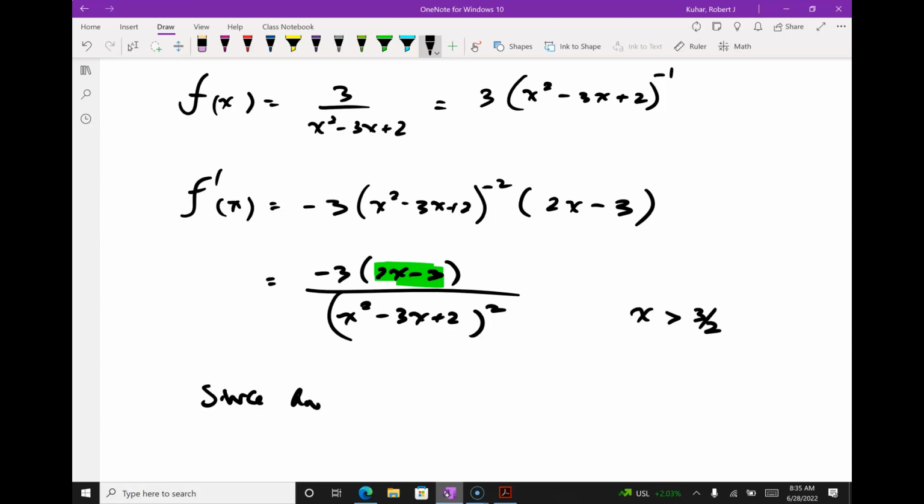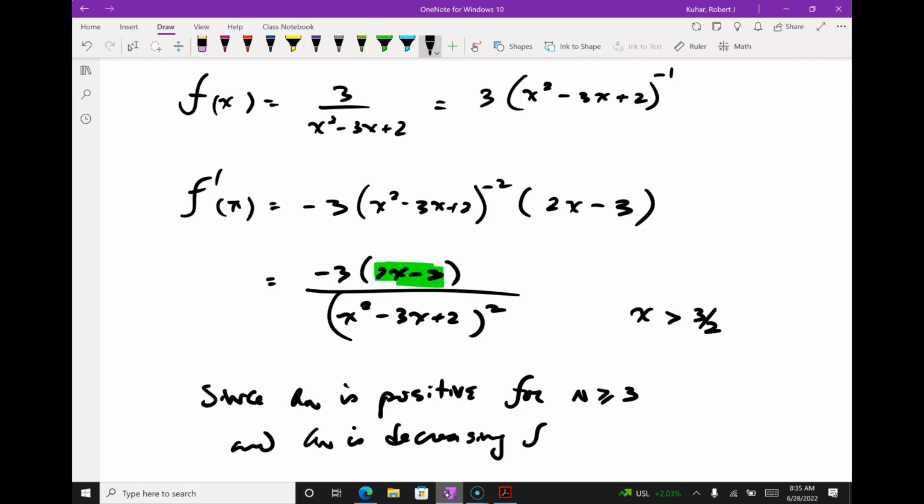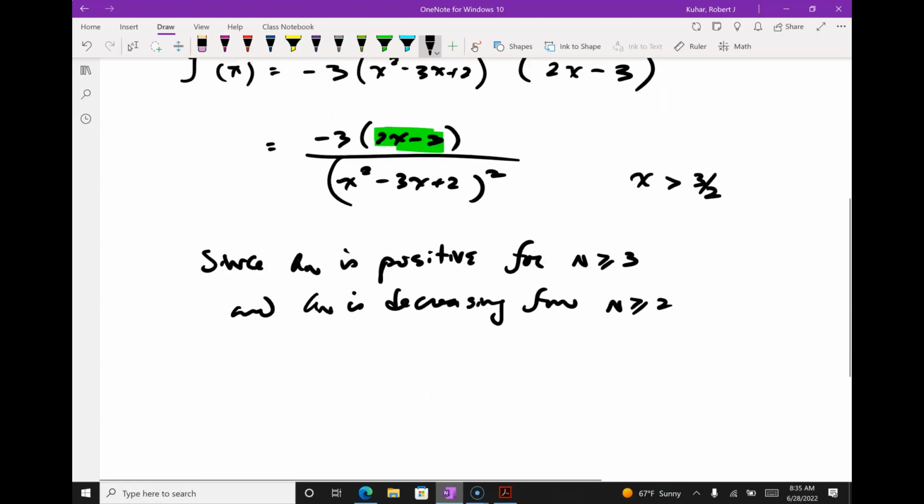Since a sub n is positive for n greater than or equal to 3, and a sub n is decreasing for n bigger than 2, 3/2 is 1.5, so certainly the next integer I can be talking about is 2. The integral test can be used.